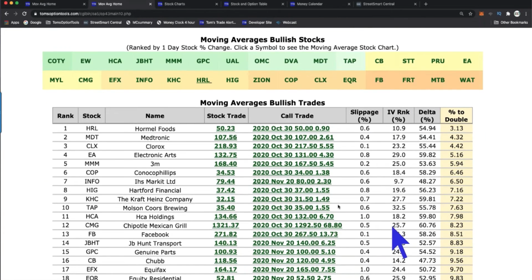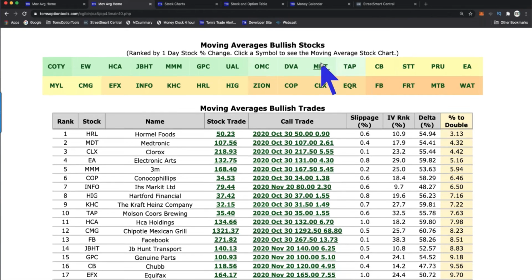All right, we've got Edwards Life Sciences, we've got United Airlines. The issue with United, I think Medtronic might be the best one. That's the second one on the list. It's also got a low percent to double. Clorox might be a good one too, but let's go ahead and look at Medtronic. So MDT has some decent slippage. It's got a low IV rank as well.